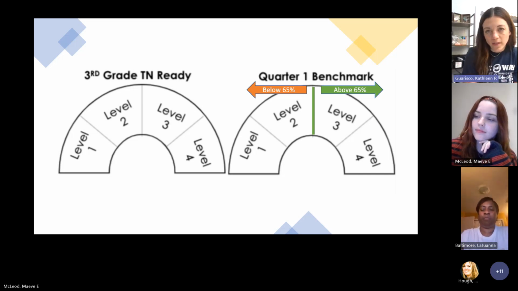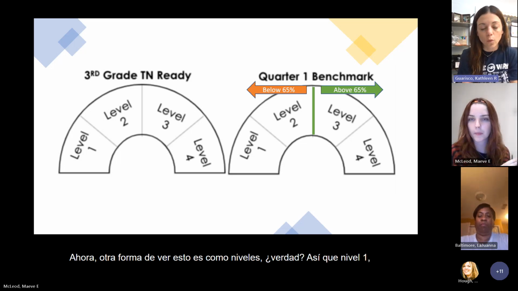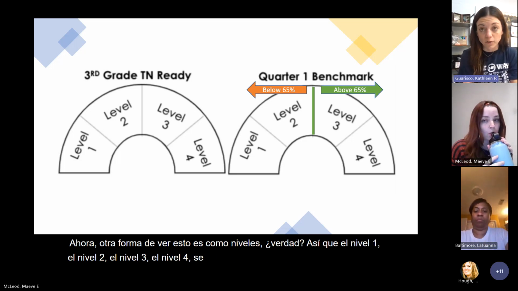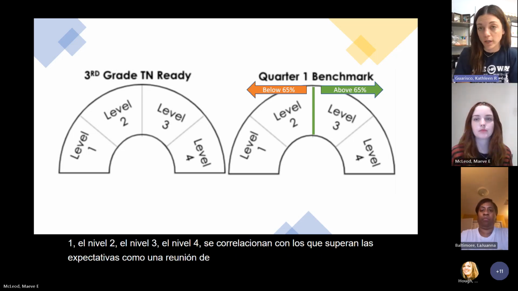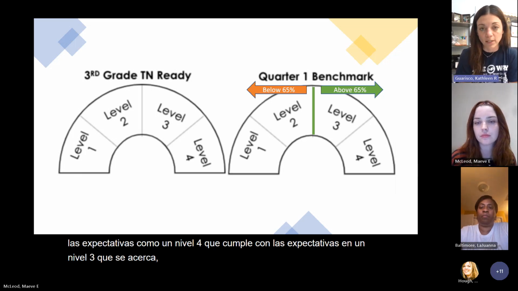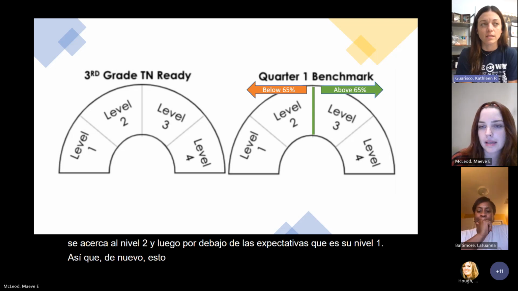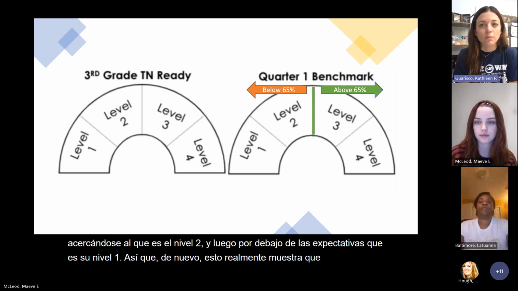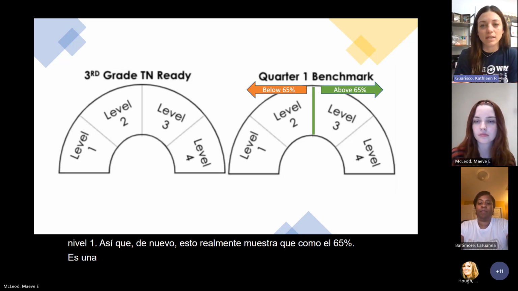Now, another way to look at this is as levels. Level 1, level 2, level 3, level 4. Those correlate with exceeding expectations as a level 4, meeting expectations at a level 3, approaching, which is level 2, and below expectations, which is your level 1. So again, this shows that 65% is sort of the magic number. Sometimes when we think of a 65%, you think, oh, that's an F, like a letter grade. But when you're doing a standardized test like these, those percentages are much different.